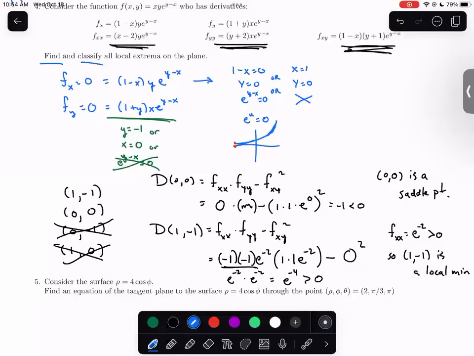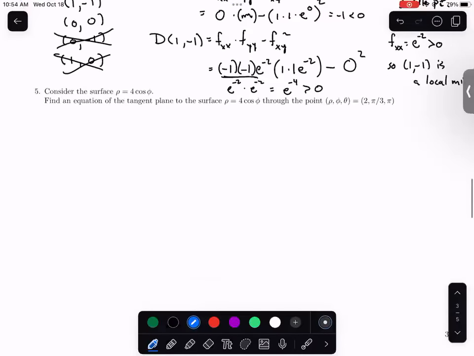All right, well, why don't we go ahead and move on to number 5 here. Consider our surface. Find the equation of the tangent plane to our surface through this point. This one is a fine review question. I like it for the review question. That's why I put it on here. It's a bad exam question, just because there's multiple good paths to take in order to solve this.